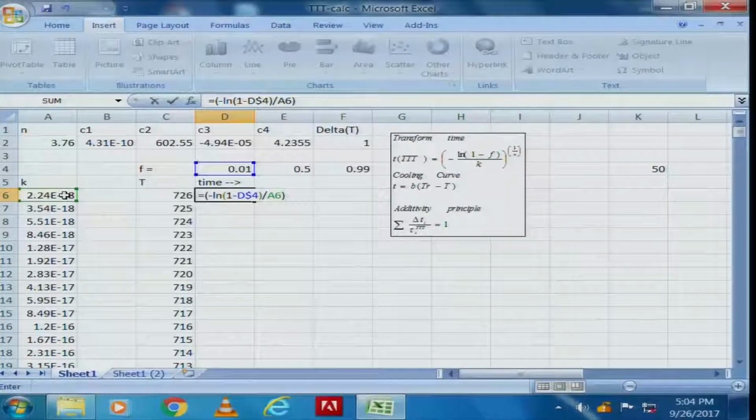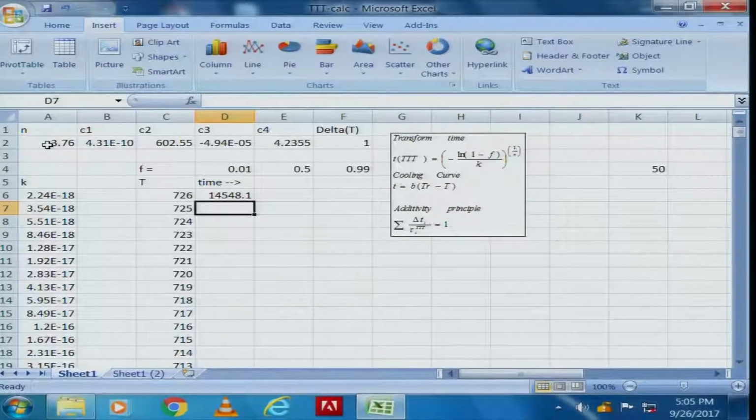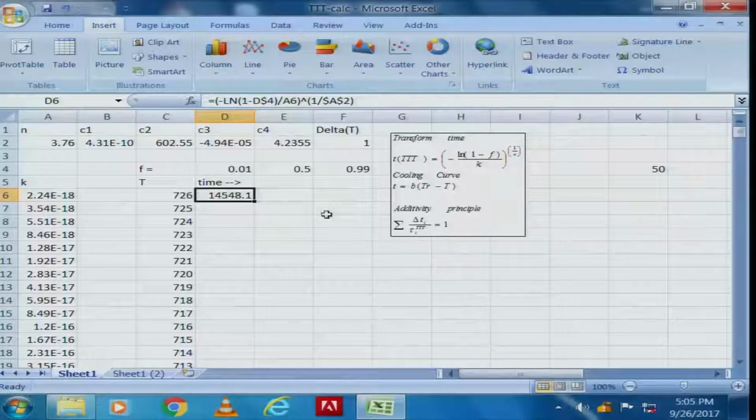And if you look at this relationship, this will have to be raised to 1 upon n. So, caret, representing to the power 1 divided by, and I have the value of n here in column A2, which is 3.76, and I need to anchor it so that it does not change when I copy it to different cells. And I get a value of 14,548 seconds, so a long time.